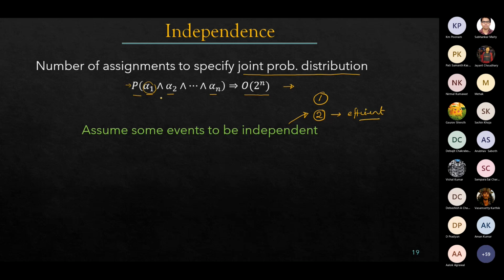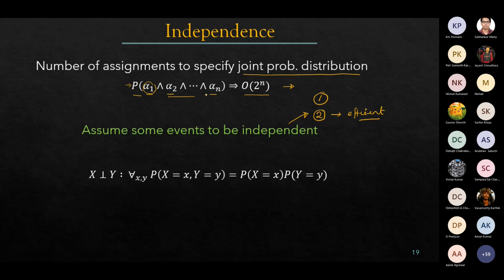As I mentioned, fully specifying this joint distribution is not really tractable. So if we somehow assume that some events are independent, we'll see that we can gain much in terms of efficiency. We do not need to compute every possibility, every assignment. We'll be happy to compute a subset of the assignments, and that will serve our purpose.